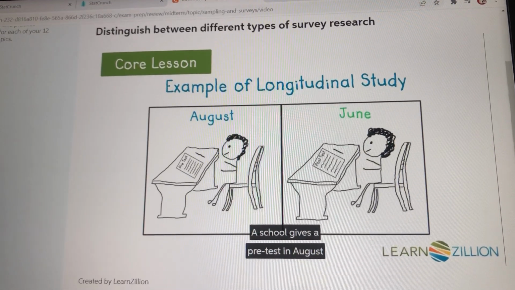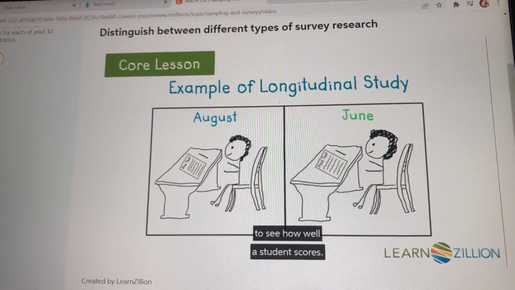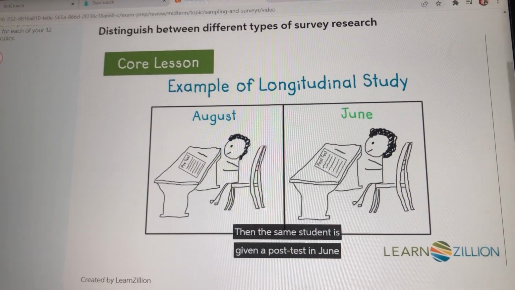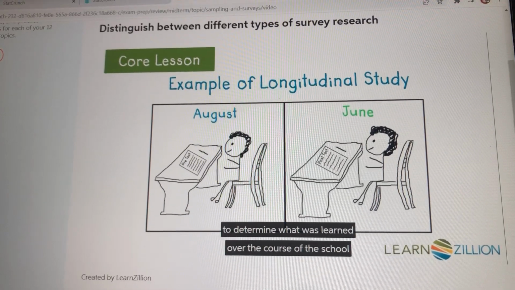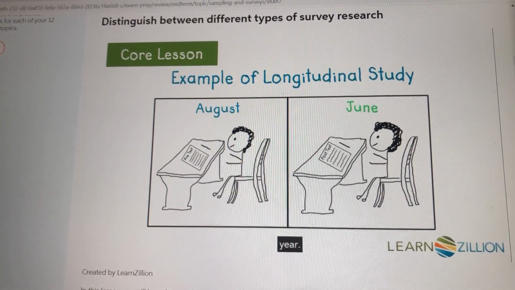Let's look at an example of a longitudinal study. A school gives a pretest in August to see how well a student scores. Then the same student is given a post-test in June to determine what was learned over the course of the school year.